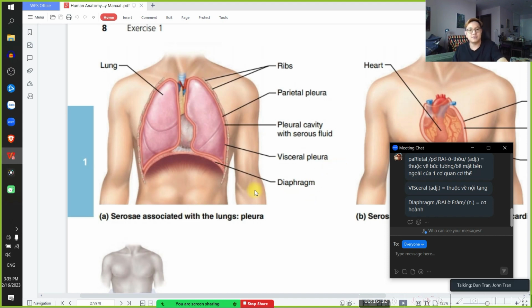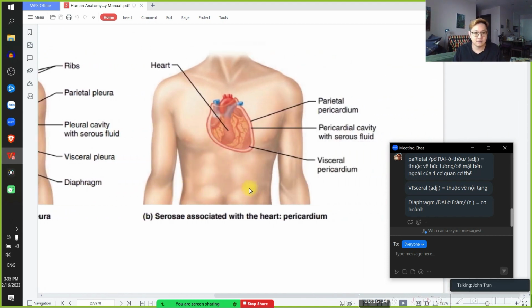So here we have serous associated with the heart. Cái lớp màng nhầy mà nó liên quan đến trái tim. The special name for that is pericardium, màng tim. Pericardium.